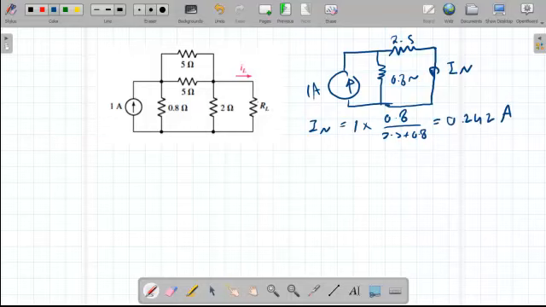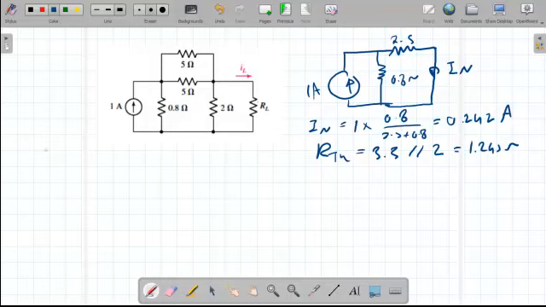0.242 amp. For our Thevenin, when we replace this with open circuit, it will be 0.8 plus 2.5 all together in parallel with 2. So our Thevenin, or R Norton, the same thing, in parallel with 2. So 2.5 plus 0.8 becomes 3.3, in parallel with 2, so R Norton will equal 0.24 ohm.